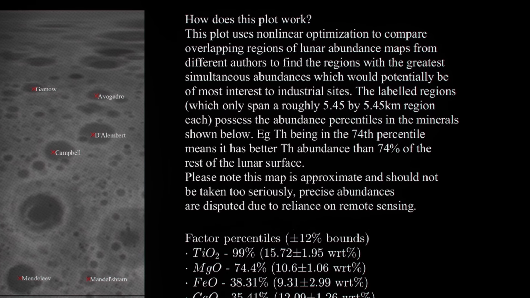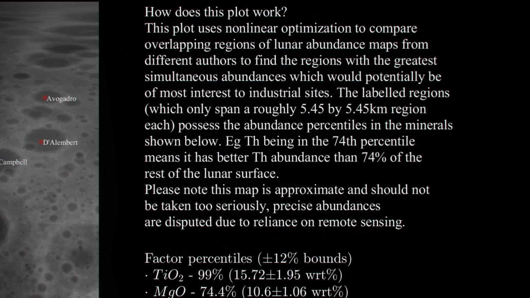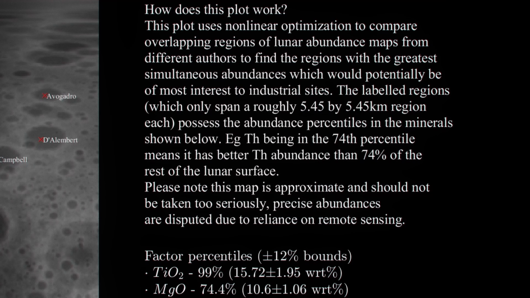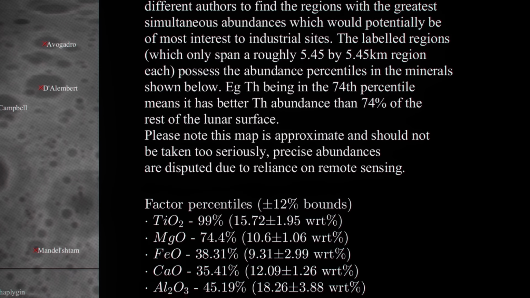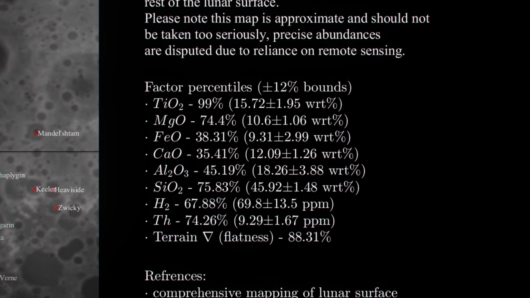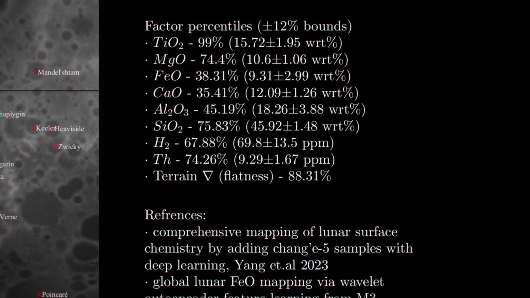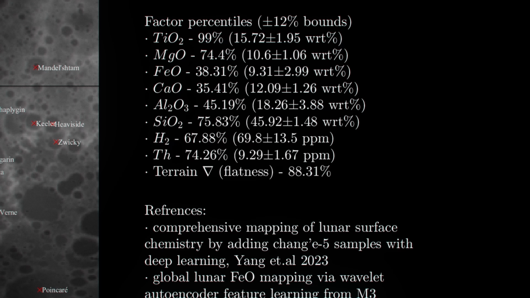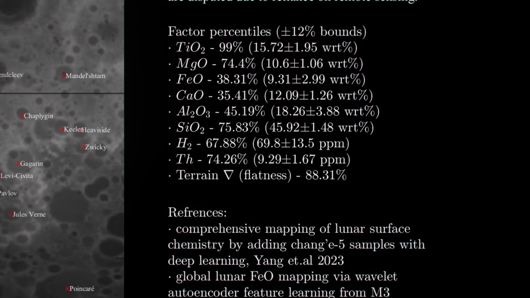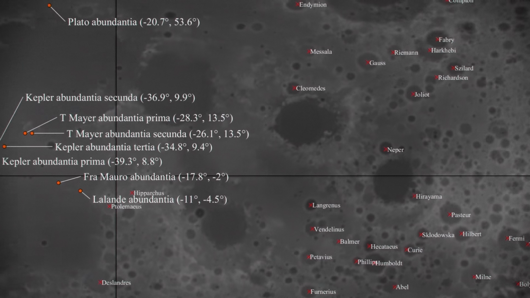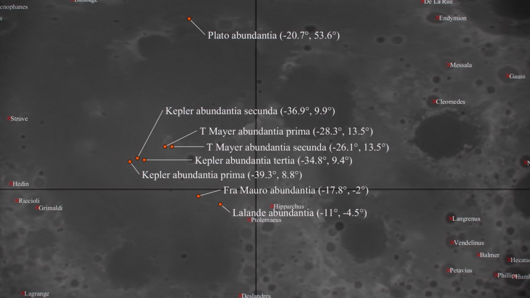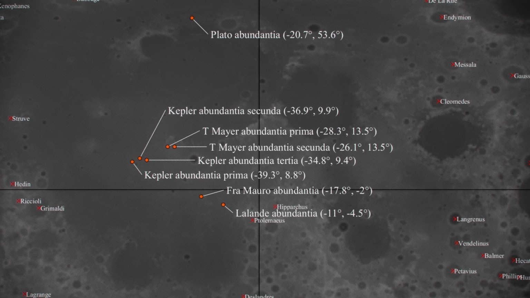We then normalized these maps and built a non-linear optimization system that adjusted the threshold for each one. So for example, we could ask, only show me sites in the top 10 percentile for this material, for titanium or aluminum or thorium or whatever. The system then combined the maps and kept tweaking those thresholds to find regions that maximized the mean abundance of the useful materials while also favoring flatter terrain. And because when the only tool you have is a hammer, everything starts to look like a nail, we used particle swarm optimization again for this. This produced 8 candidate sites near the craters Plato, Kepler-T. Meyer, Frau Mauro, and Lalande.